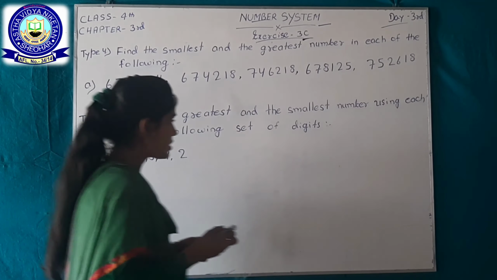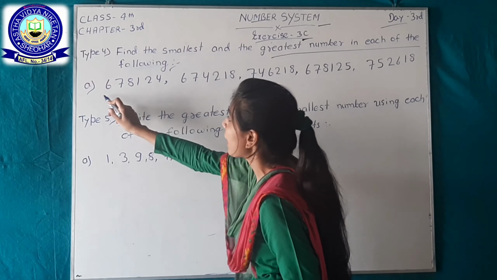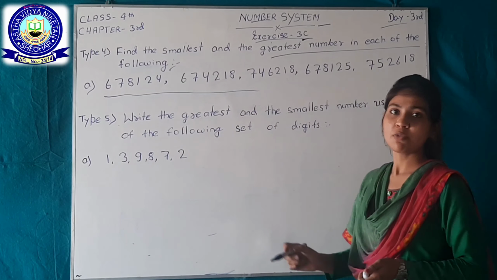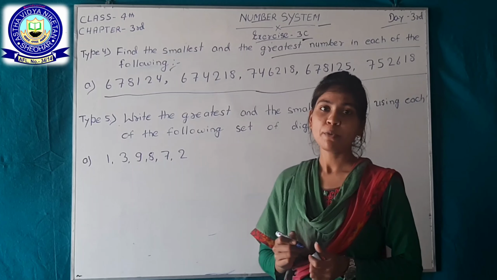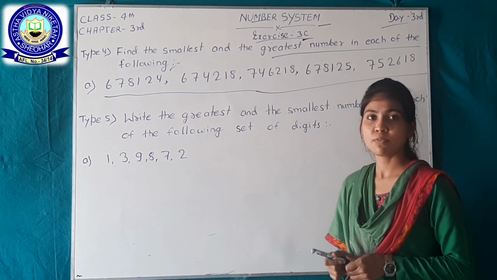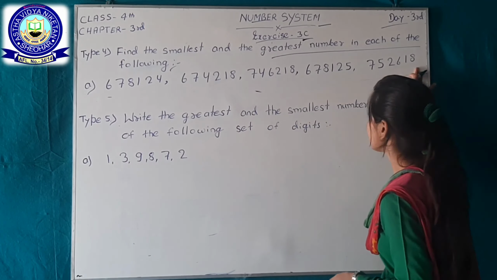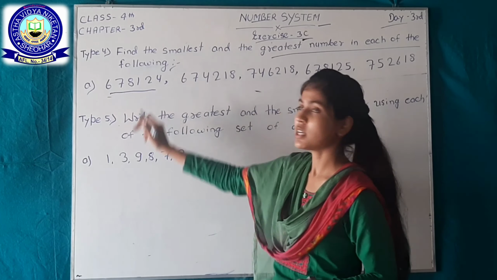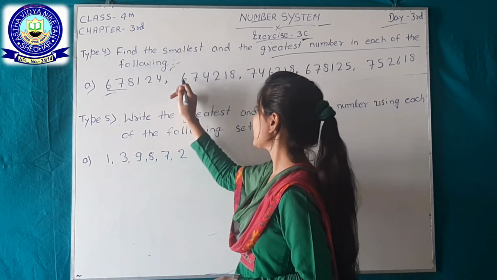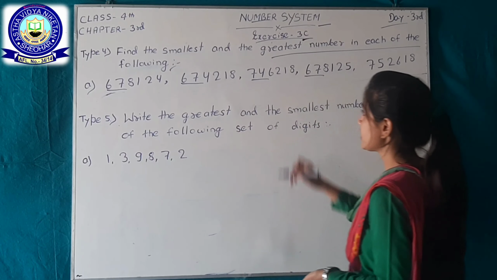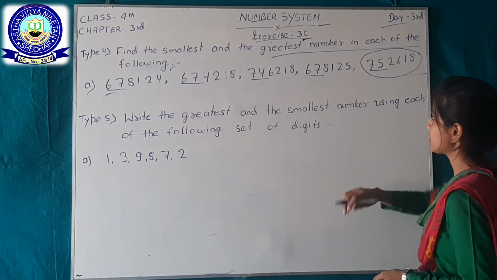And your type 4 question, find the smallest and the greatest number in each of the following. You have to find which one is the smallest number and which one is the largest number of this given series. When we have to find the smallest and the greatest number, first of all we have to compare the given numbers, which one is the smallest and which one is the largest. Here is 67, 67, 74, 67 and here is 75. So this one is the largest number of this given series.